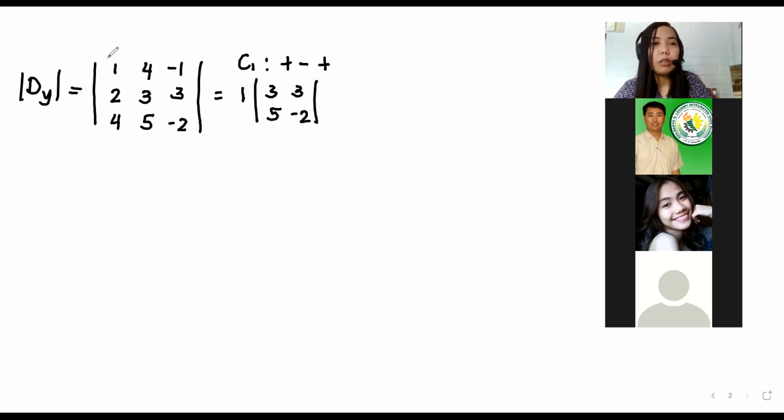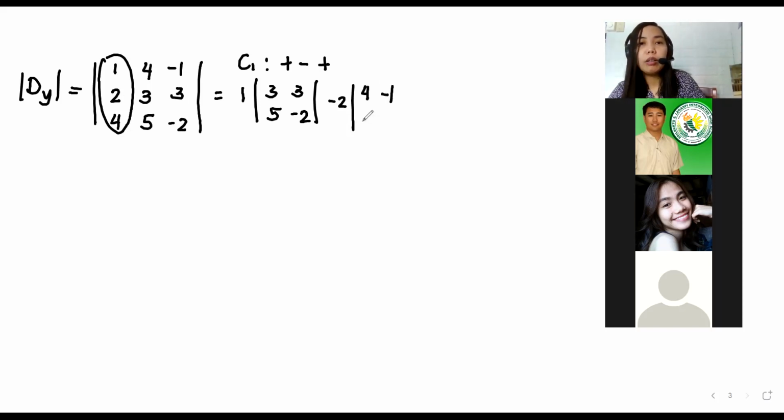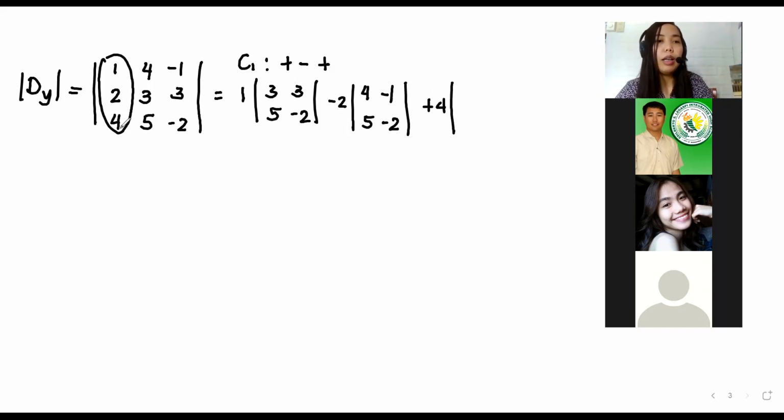Negative times, again, we choose column 1. Negative times 2 is negative 2. Delete, nasa right, baba, taas. 4, negative 1, 5, negative 2. Then, positive times 4, it's positive 4. Delete again, nasa right, baba. 4, negative 1, 3, 3.